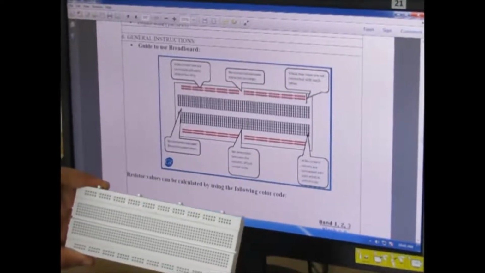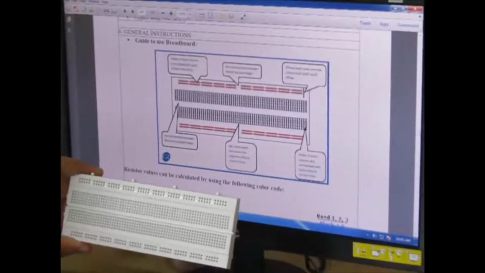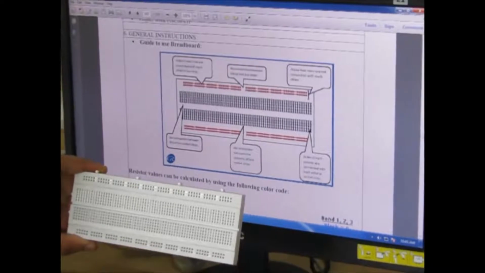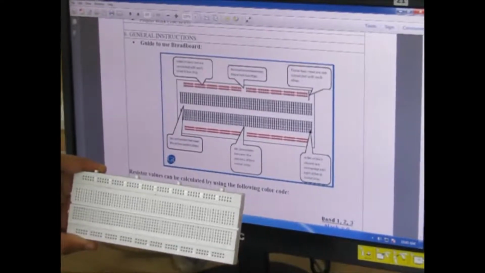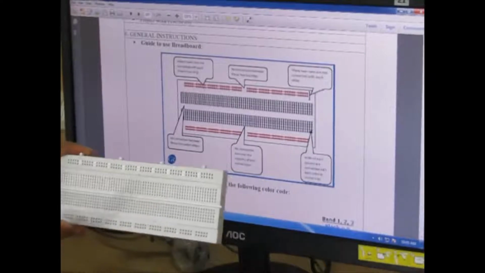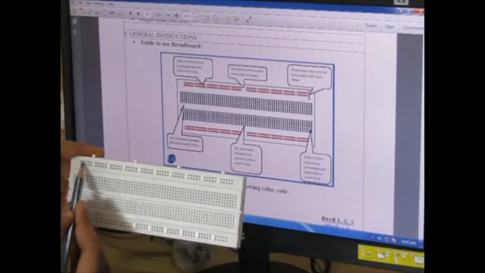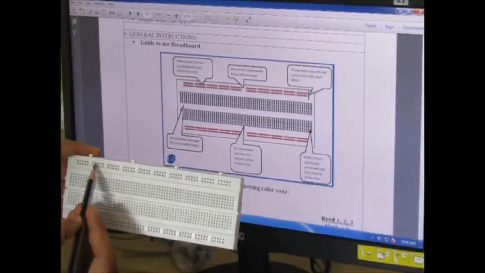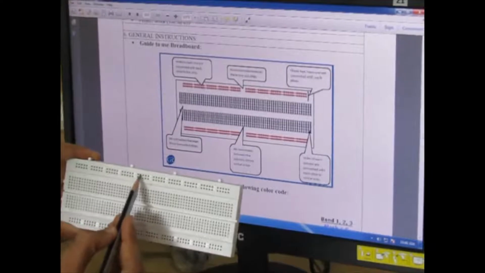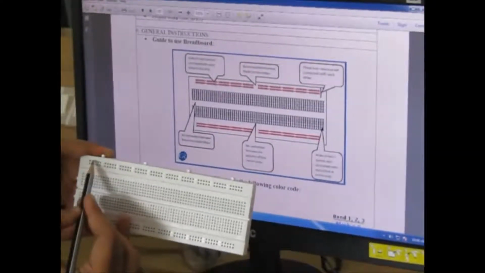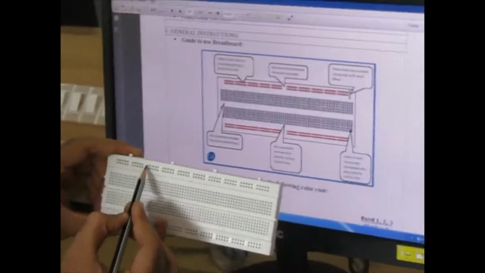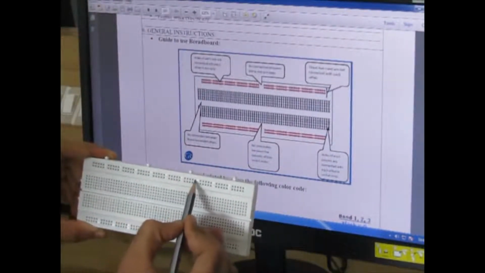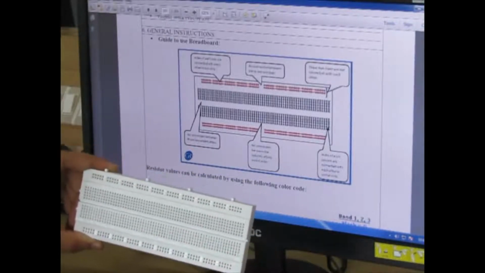You can see here the vertical ones and the horizontal ones, in which the holes 1, 2, 3, 4 and 5 are all connected. Similarly, the next 1, 2, 3, 4, 5 are connected, and this one will be connected, and this one as well. So these groups of 5 holes are internally connected. Similarly, the remaining groups are interconnected, that is what you can see.